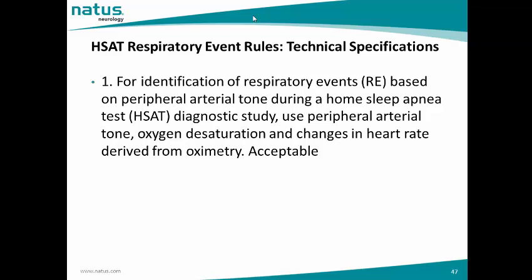And for identification of respiratory events based on the PAT technique, the peripheral arterial tone should be used together with oxygen saturation and changes in heart rate derived from oximetry to document and score respiratory events.